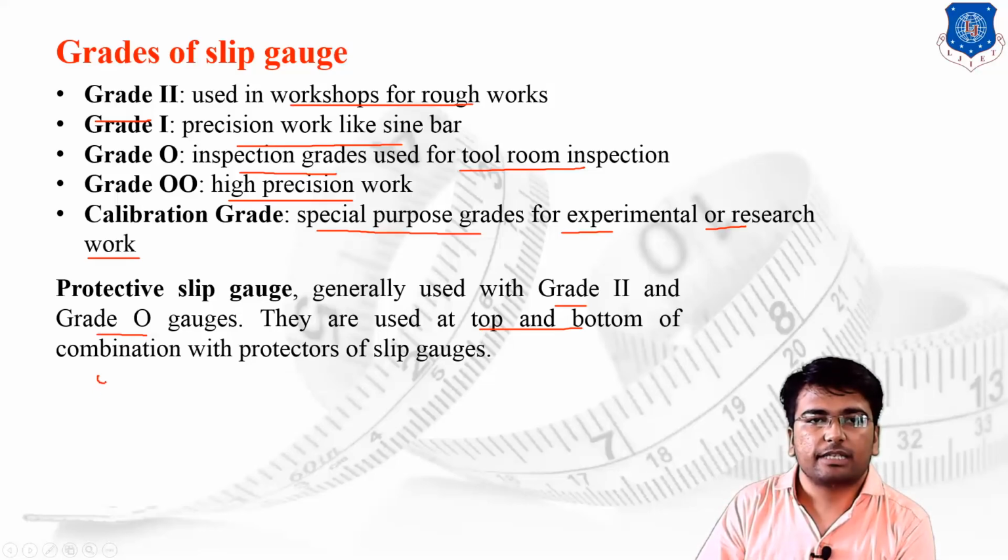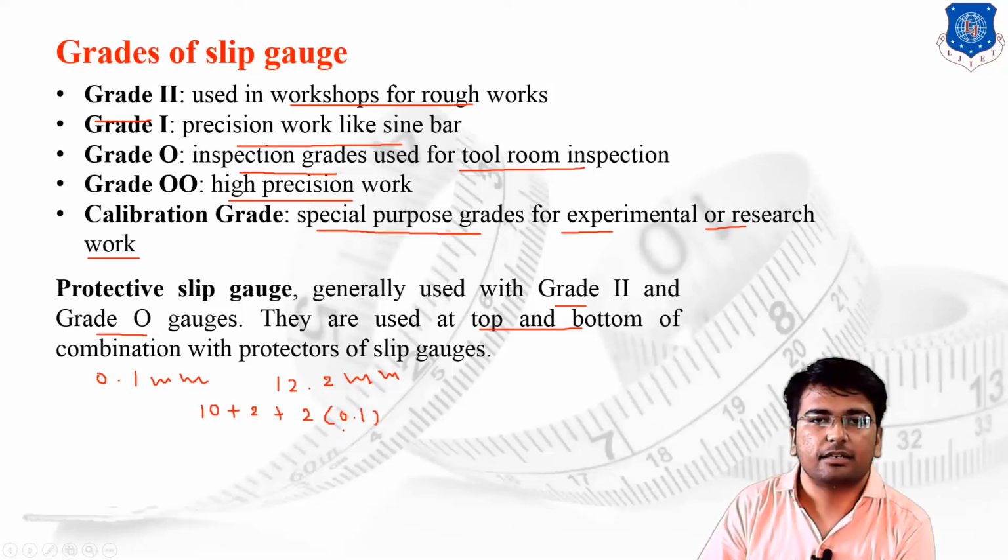Suppose I have a protective slip gauge, let's say 0.1 mm is the length of the protective slip gauge, and if I am supposed to manufacture 12.2 mm of the stack, then what I am supposed to do, I will use 10 plus 2 plus twice of 0.1. It means I am using two different slip gauges having the length of 0.1. Suppose the 10 has been placed, then the 2 has been placed over here. We have manufactured the stack of 12 mm. Then 0.1 is placed over here and another 0.1 is placed over here.